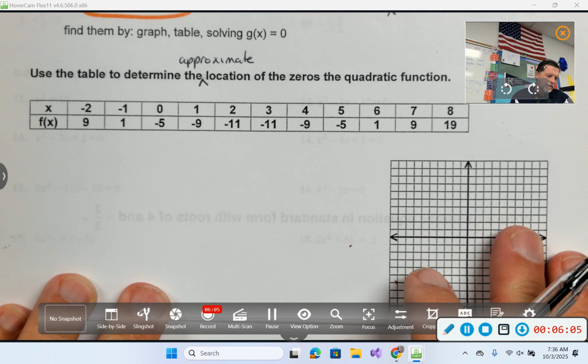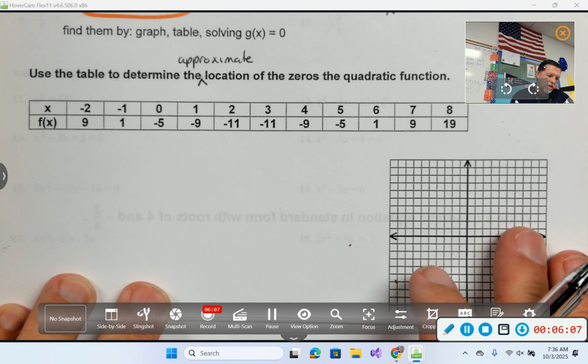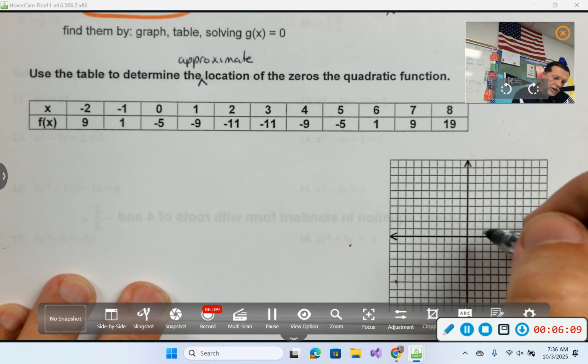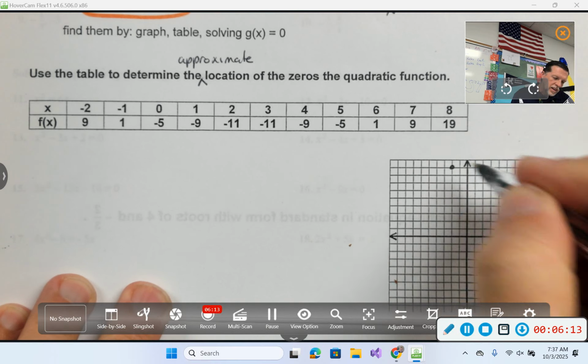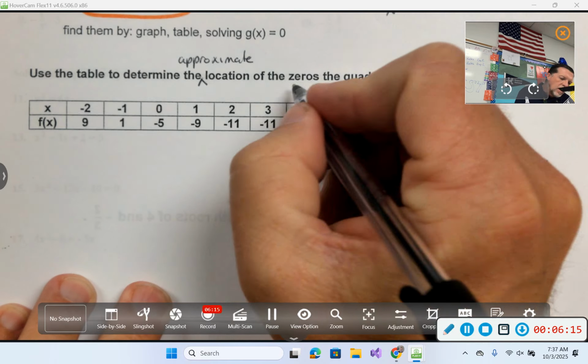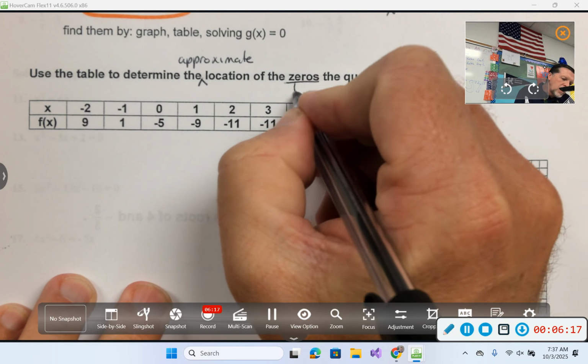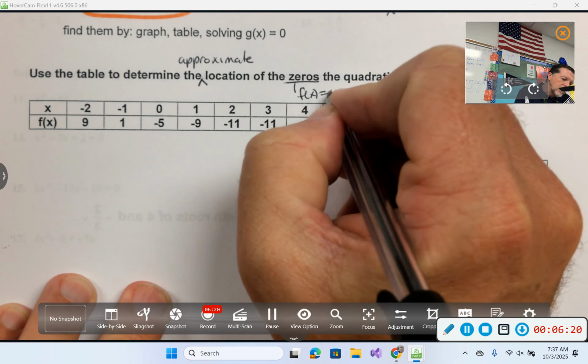Okay, that's a lot of stuff going on. Perhaps some graphing would help. Well, you know what? Let's back up a second. Zeros, that means where f of x equals 0.